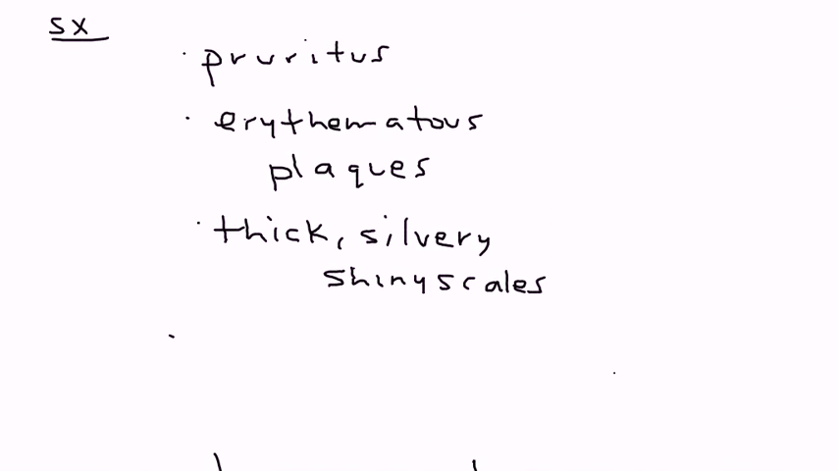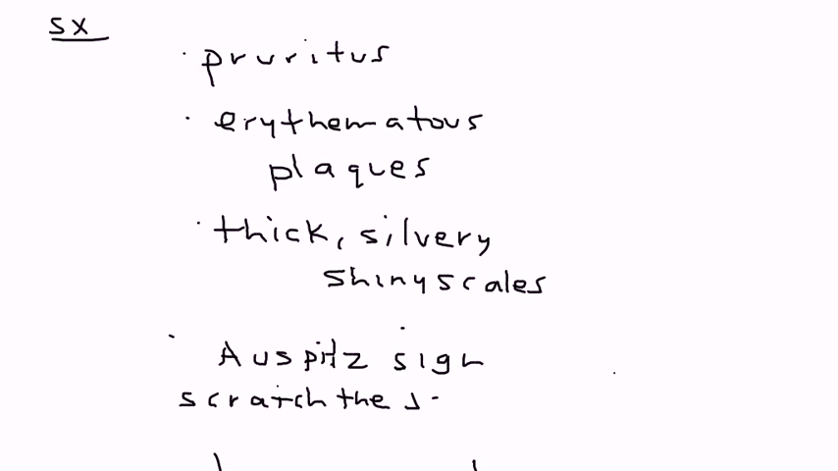And then there's one other important thing I wanted to mention. It's something called the Auspitz sign. Now what that is, is that when a person has psoriasis, if they scratch the scale, then that can lead to bleeding.